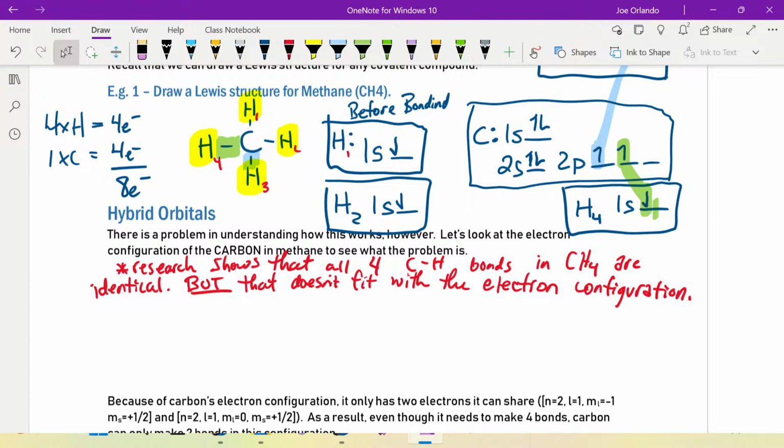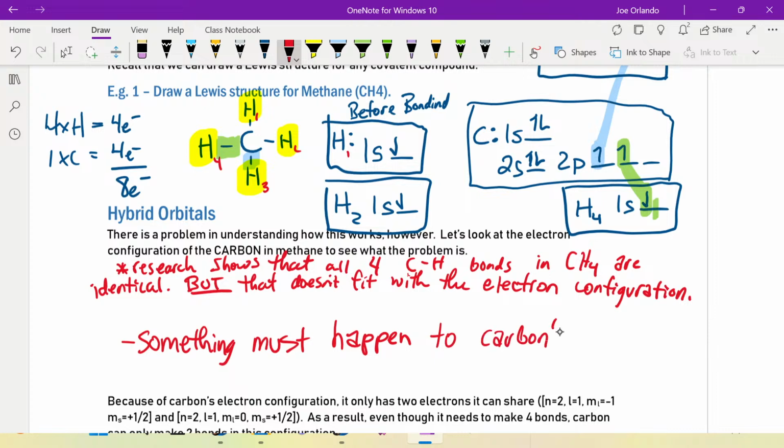so something must happen. Now, to be clear, does it look like anything has to happen to the hydrogens? Could they all behave the same way? Sure, right? They all have the exact same electron configuration. So something must happen to carbon's valence electrons to make all 4 bonding pairs identical.